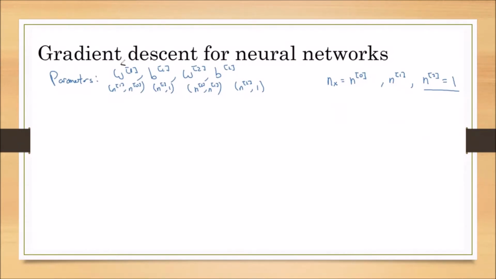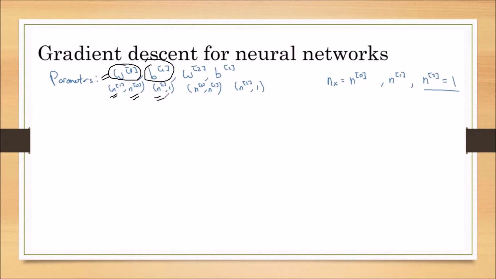Now, whenever we are calculating the W superscript 1, the parameters, the dimension of this matrix is n superscript 1 by n superscript 0. The number of activation units in the first hidden layer decides the number of rows of this W parameter matrix, and the columns of W superscript 1 are decided by the number of features of the input. And similarly, we have the bias unit, B superscript 1. So the number of rows in the bias unit is decided by the number of activation units in the first hidden layer.